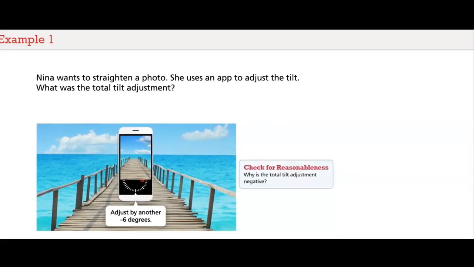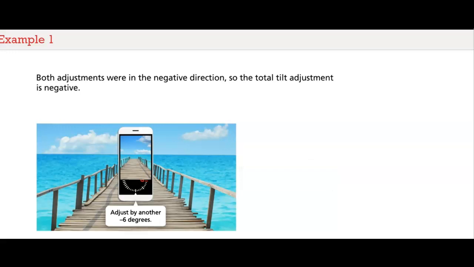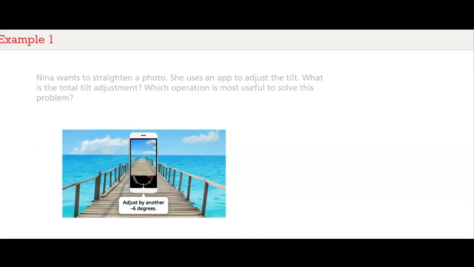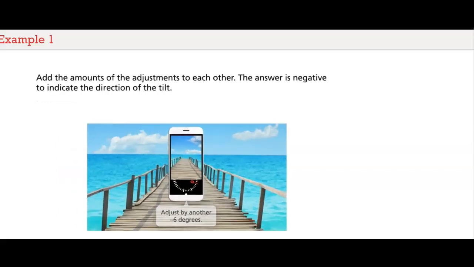First, why is the total tilt adjustment negative? Both adjustments were in the negative direction, so the total tilt adjustment is negative. Which operation is most useful to solve this problem? Add the amounts of the adjustments to each other. Then give the answer a negative sign to show the direction of the tilt.